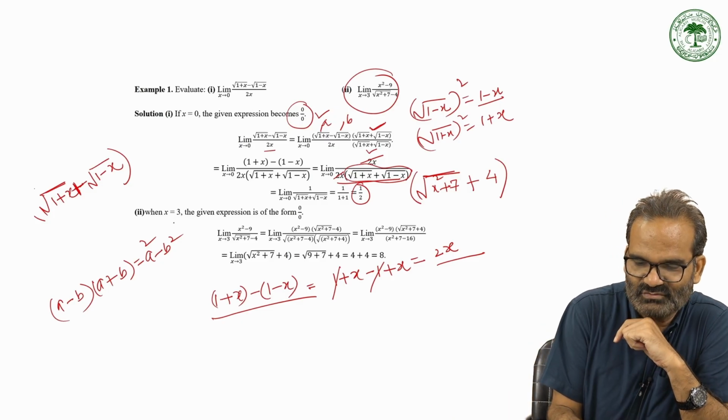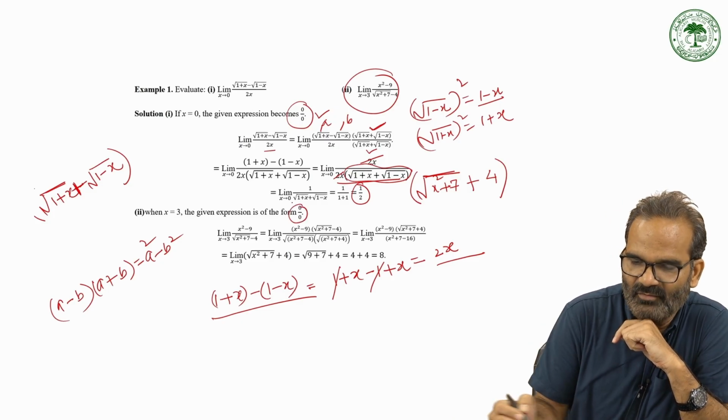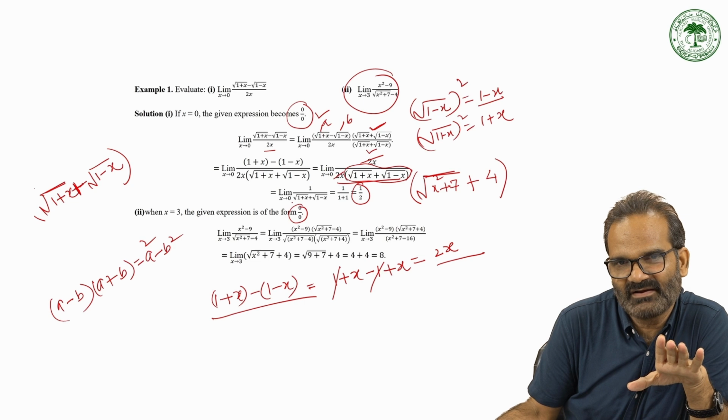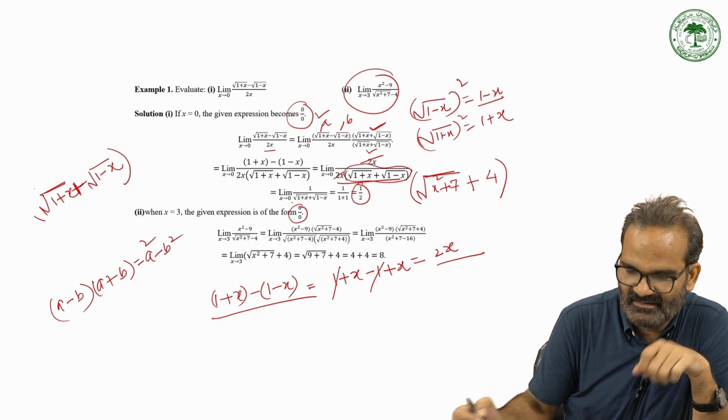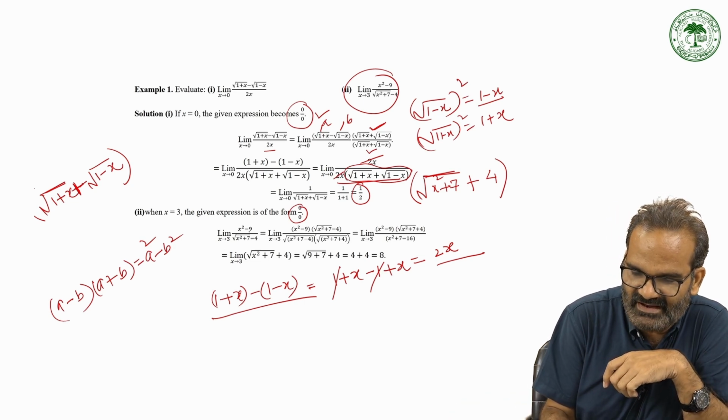See, put x equals 3 and the expression takes the form 0 upon 0. The method of direct substitution fails, right? Now, limit x tends to 3 of x square minus 9 divided by this.